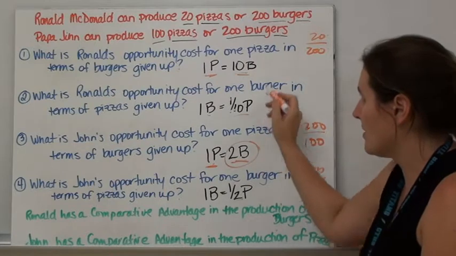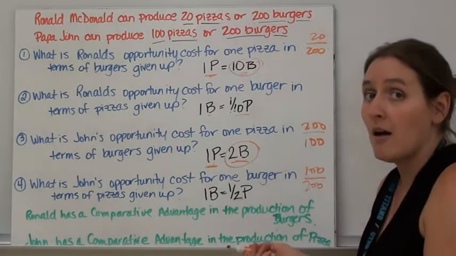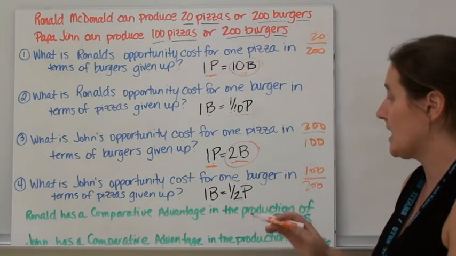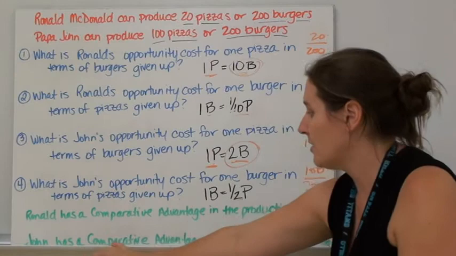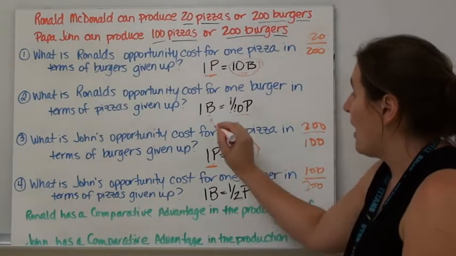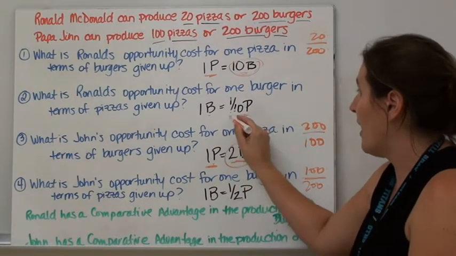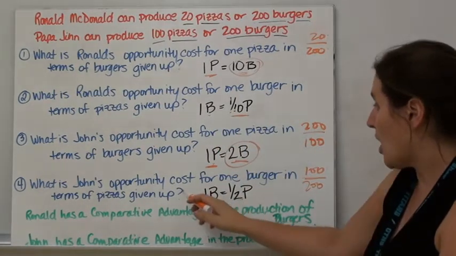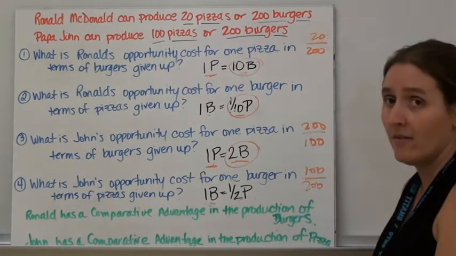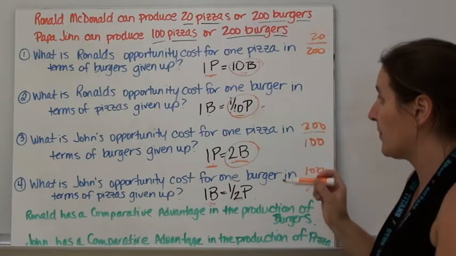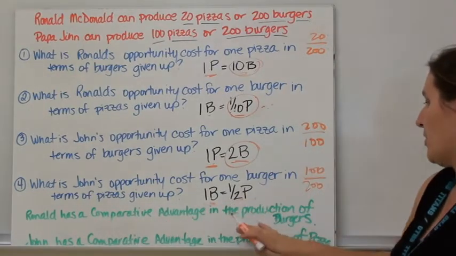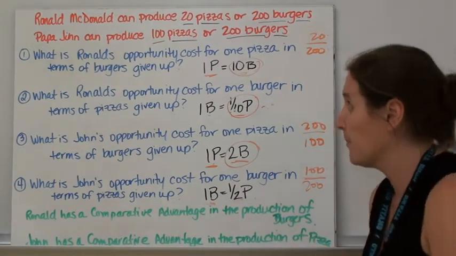See how this opportunity cost is less than this opportunity cost? That means that John has the comparative advantage in making pizzas because he has the lower opportunity cost, and that's right here. John has a comparative advantage in production of pizza. Okay? Now burgers. Ronald can make 1 burger and only lose 1/10 of a pizza. John can make 1 burger and lose half of a pizza. 1/10 is smaller than 1/2, so he's got the lowest opportunity cost. So Ronald has a comparative advantage in production of burgers. Okay?